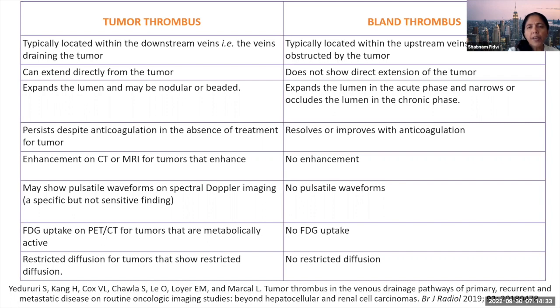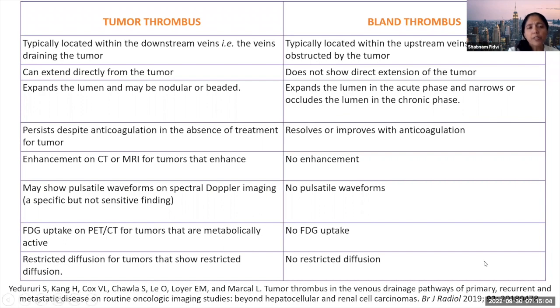In the acute phase, bland thrombus can also expand the lumen, but once treated, it actually narrows or occludes the lumen in the chronic phase. If you treat tumor thrombus with anticoagulation, it persists, whereas bland thrombus usually improves or resolves with anticoagulation. And also important to remember that for tumors that inherently enhance, tumor thrombus will show enhancement on contrast-enhanced CT or MRI, whereas bland thrombus does not.